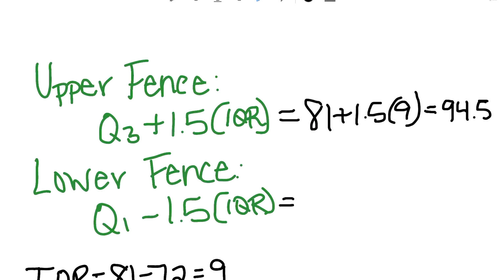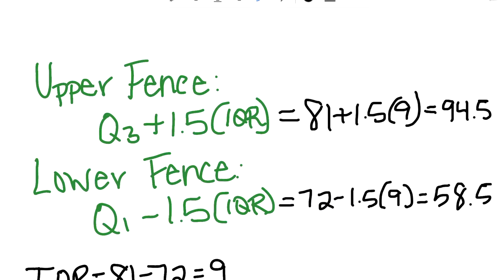And then our lower fence is going to be our 72 minus 1.5 times 9. So 1.5 times 9, subtracted from 72, and that gives us 58.5. Yep. So now we have an upper fence and a lower fence. So we're going to use these to determine if we have any outliers.